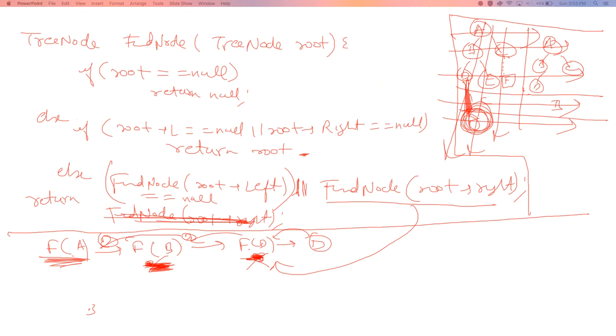Okay? Next question. Any two. They can be anywhere in the tree. One can be in the extreme left, one can be in the extreme right, somewhere in the tree. Next question.